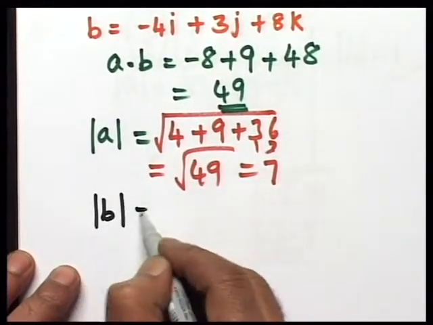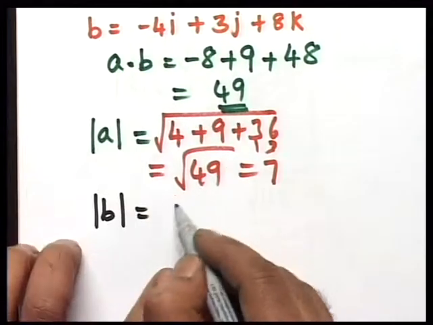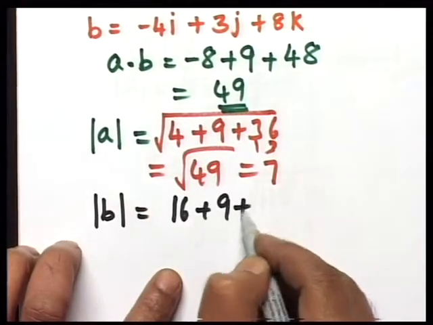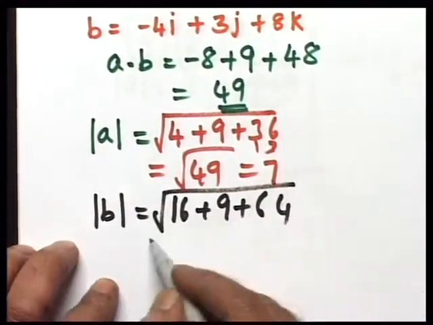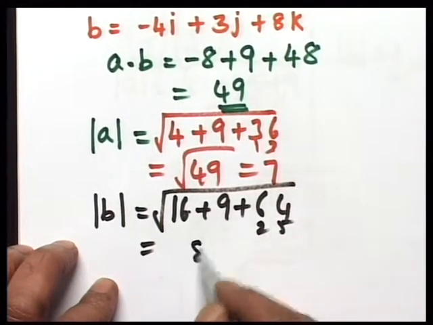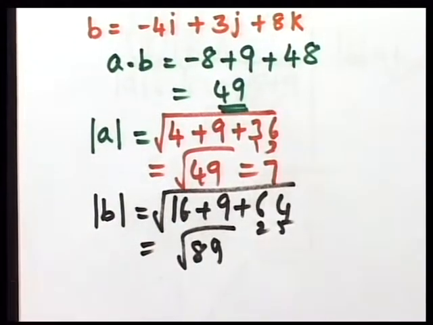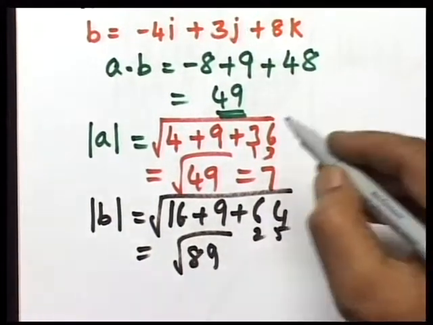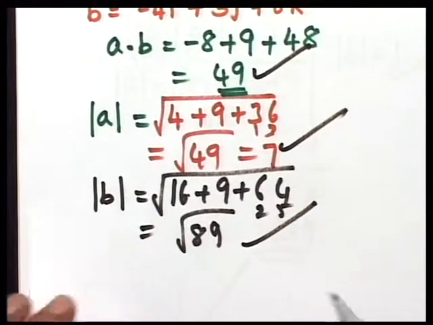Modulus of B is equal to minus 4 squared, 16, plus 9, plus 64, under the root. Right, 16 plus 9, 25. That's 89, please, under the root. There is no root for that. So those are the three numbers which will help us to find the angle between those two vectors.